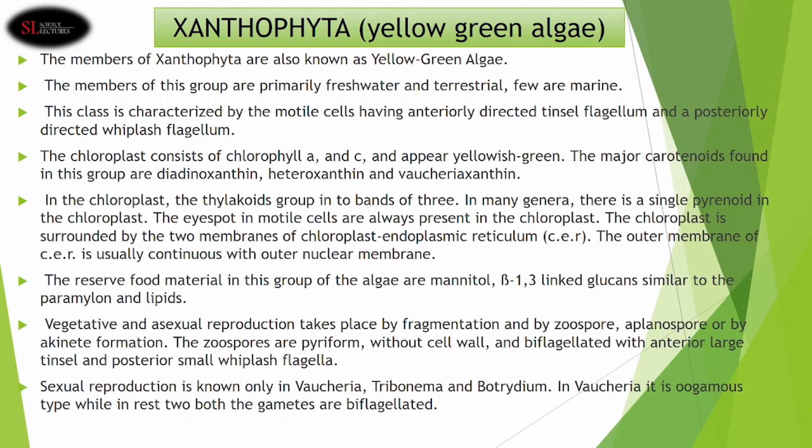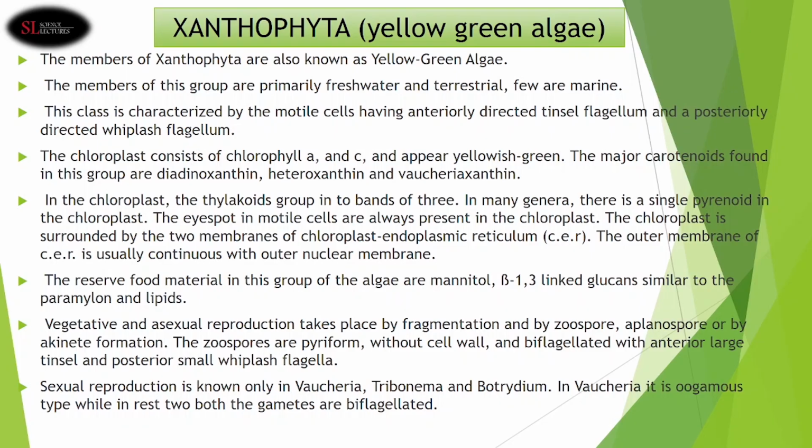whiplash flagellum. Then sexual reproduction is only known in members of Vaucheria, Tribonema, and Botrydium, and in Vaucheria it is oogamous, while others can have both isogamy or oogamy.